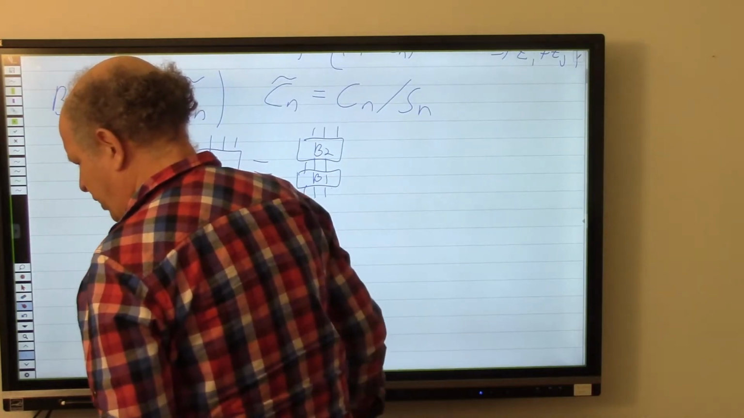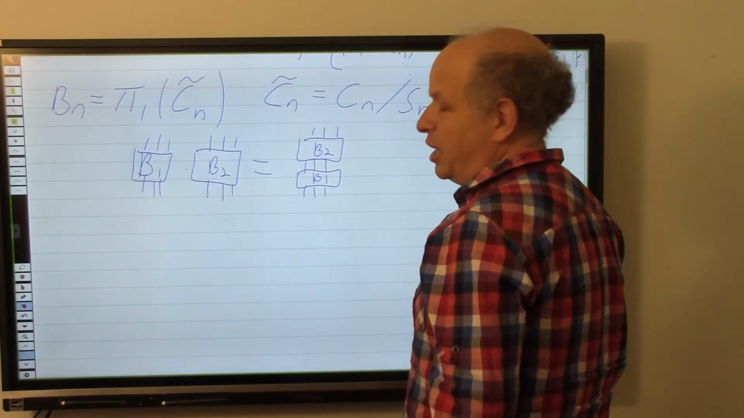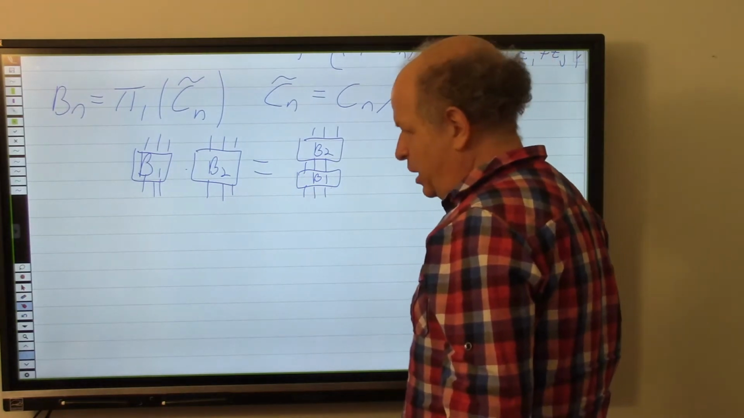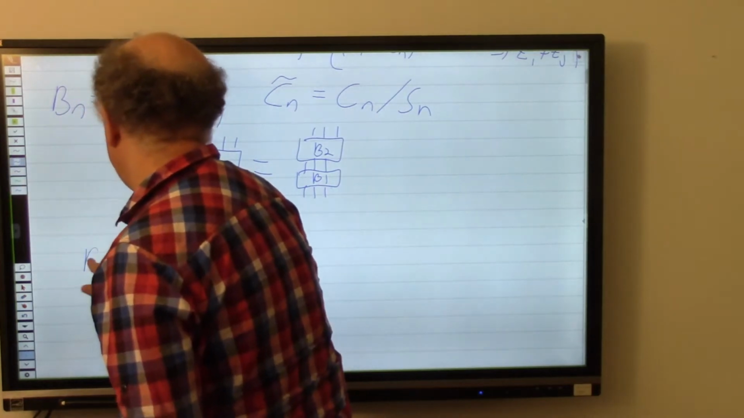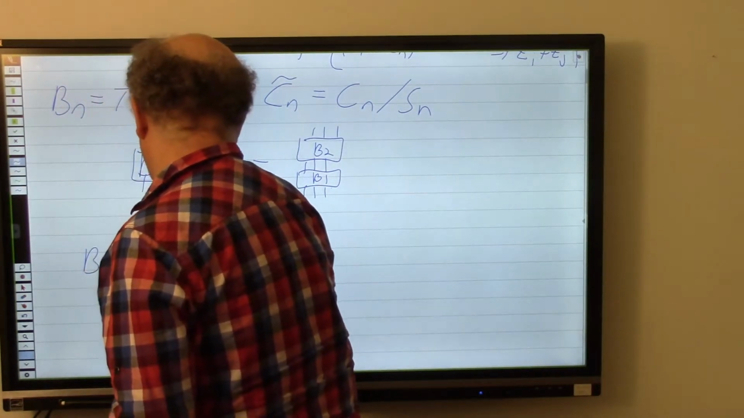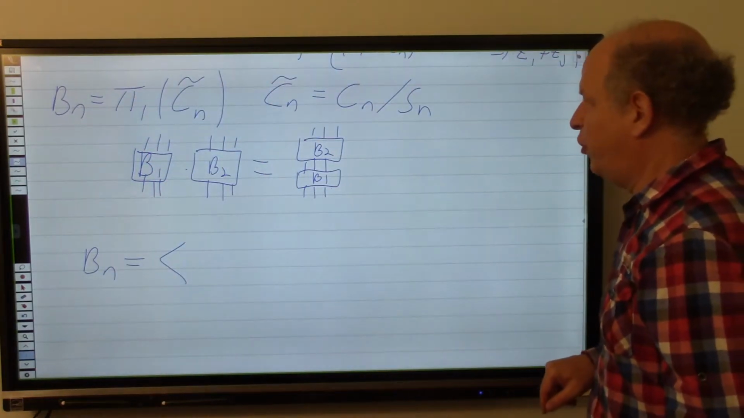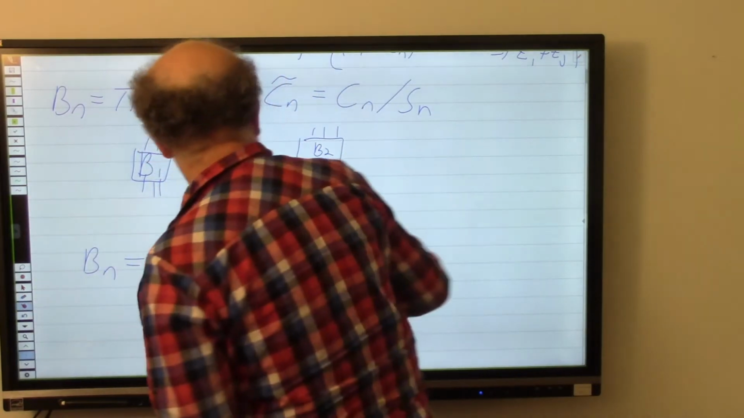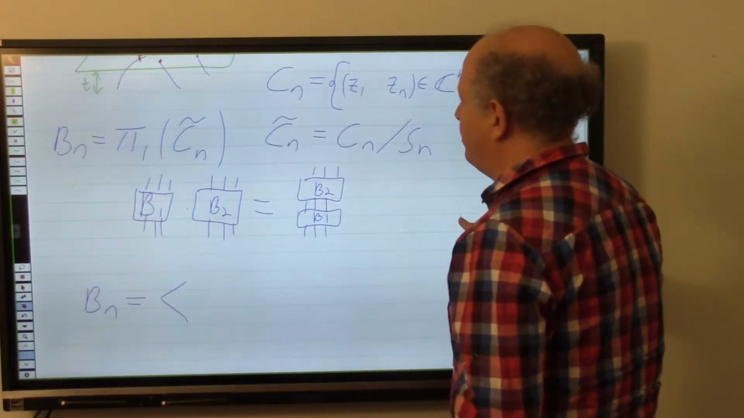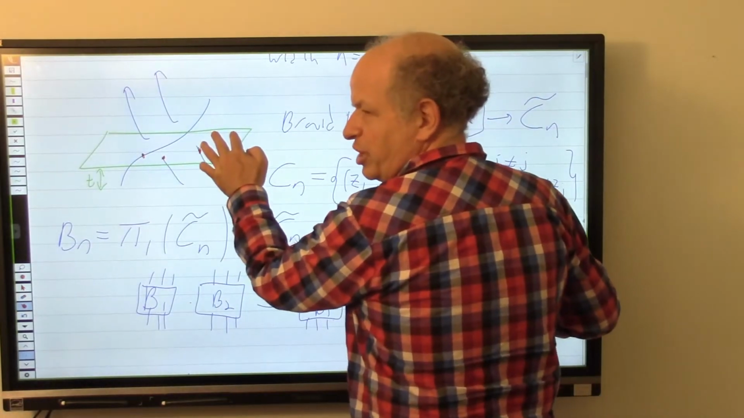Maybe if I'm speaking of a group, I can also present it with generators and relations. So you can also view the braid group as the following. It's clear that whenever you have a braid, you can decompose it into a series of crossings.